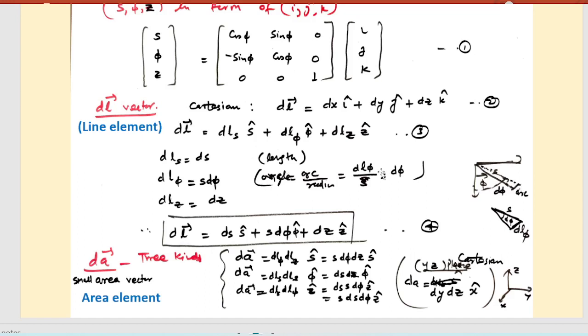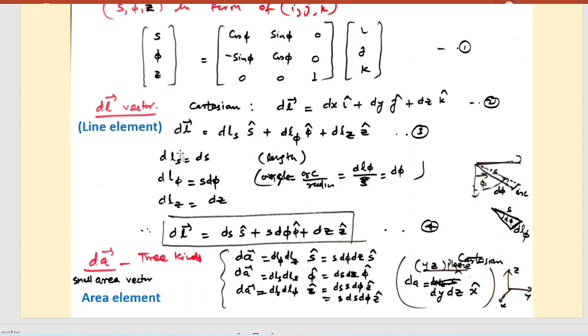So for this curve, we can find any angle equal to arc by radius. So it will be dl_phi by s, so d phi will be this, and that's why dl_phi will be s d phi, and dl_z equal to dz. And also the increase in s is a length or the radius, so it does not depend on phi. So the dl vector will be ds s cap plus s d phi phi cap plus dz z cap.